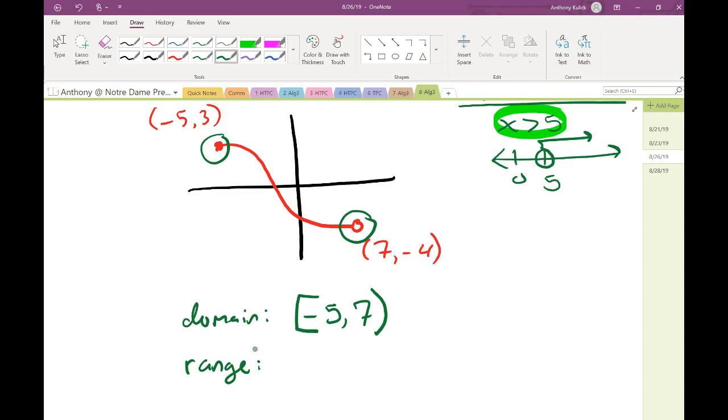So to find the lower bound for the range, I'm going to look for the first point I encounter as I move from bottom to top. That point is 7, -4. And because I'm talking about the range, I'm concerned with its y-coordinate. So the lower bound for the range is -4.